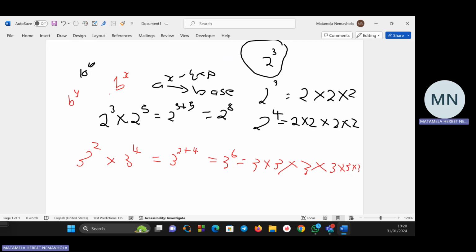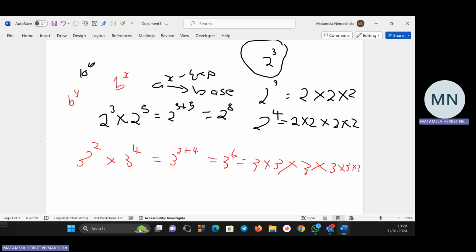Y is going to be our exponent. So when we're working with numbers, if it's 2 to the power 3, 2 is our base and 3 is our exponent. So what does it mean when you say 2 to the power 3? It means that 2 to the power 3 is equal to 2 multiplied by 2 multiplied by 2.